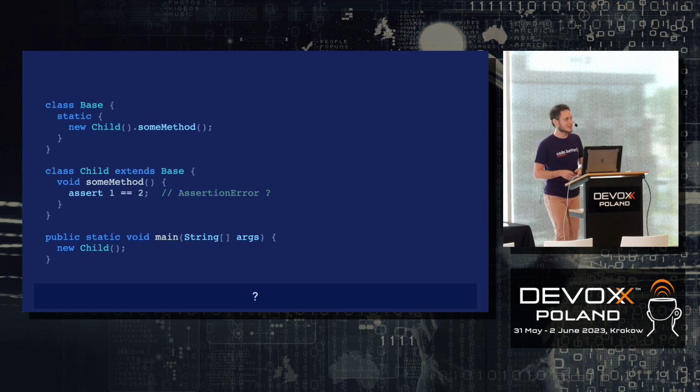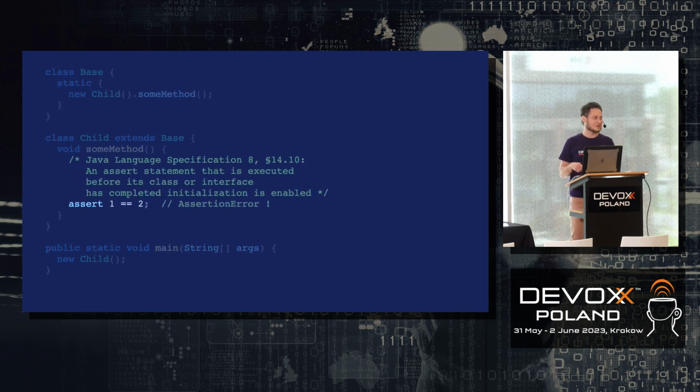Please wake up. Who thinks that if we enable assertions, we are gonna get an assertion error? I do think. That's the correct answer. Who thinks if we disable assertions, are we gonna get an assertion error? Who thinks that no? This is a wrong answer. I think we're still gonna get an assertion error. If you don't believe me, then please read the Java language specification. It says an assert statement that is executed before its class or interface has completed its initialization, this assertion is always enabled. There is no way to disable this assertion.